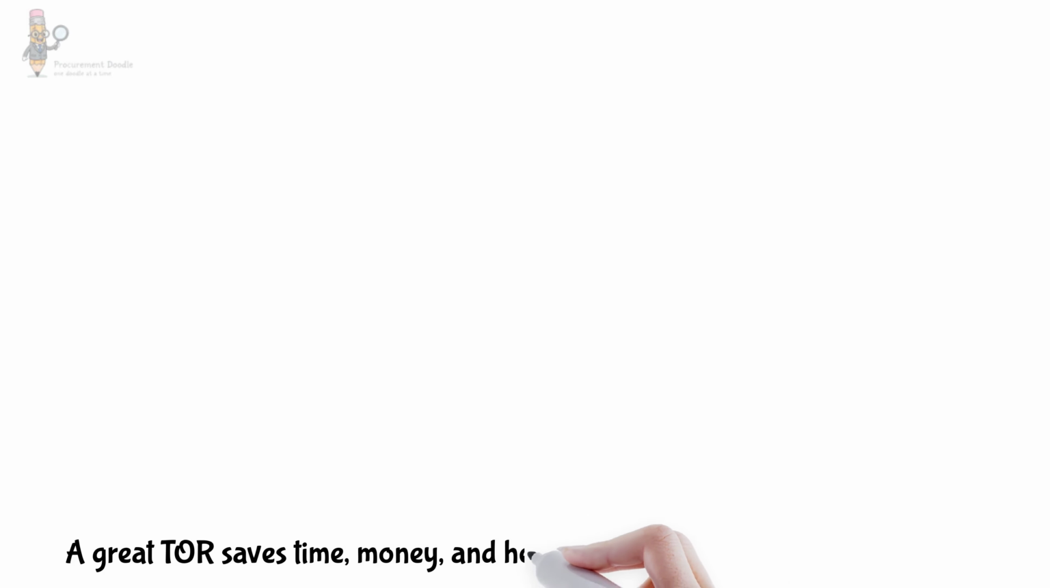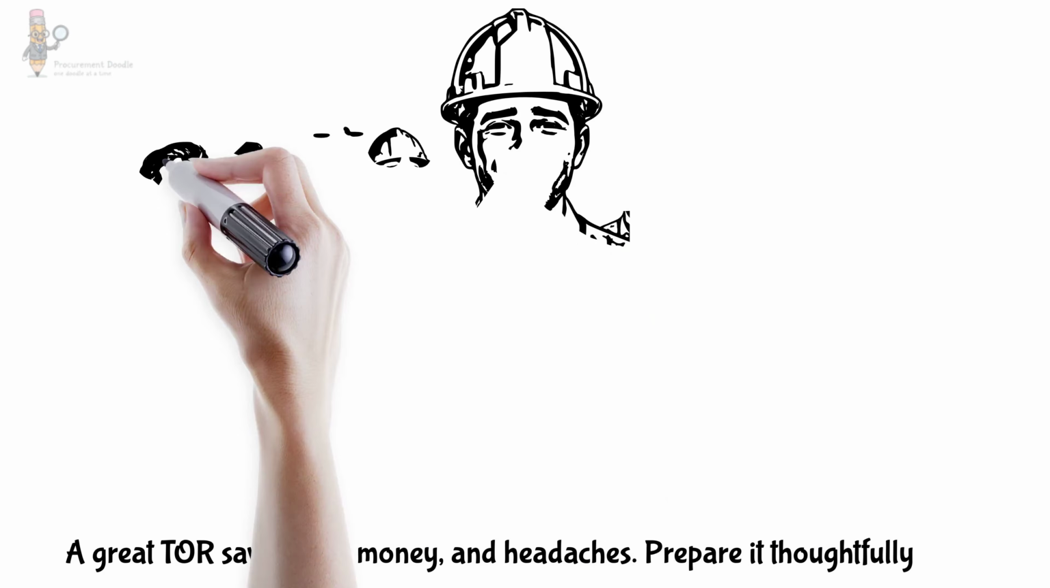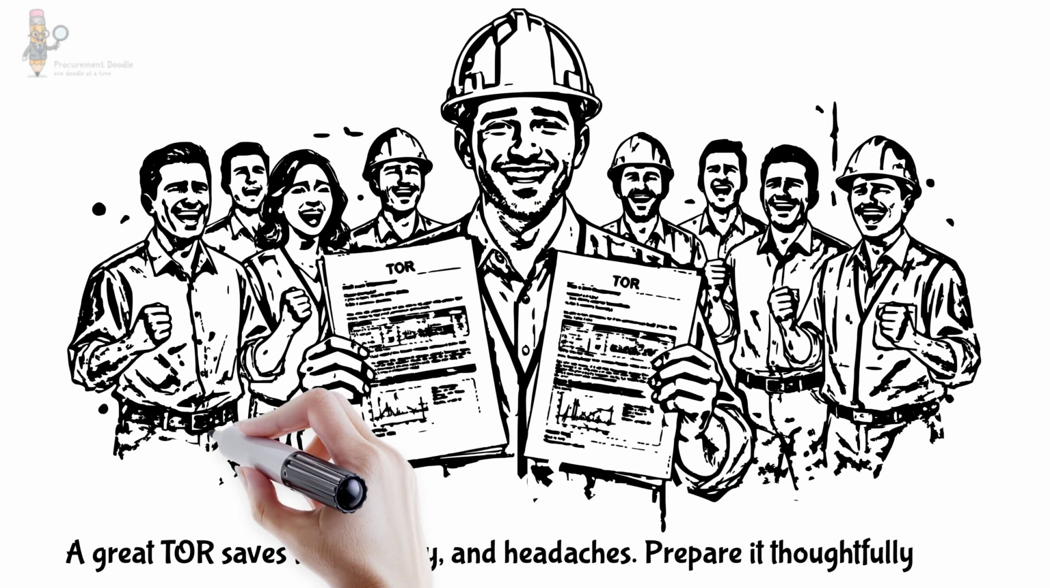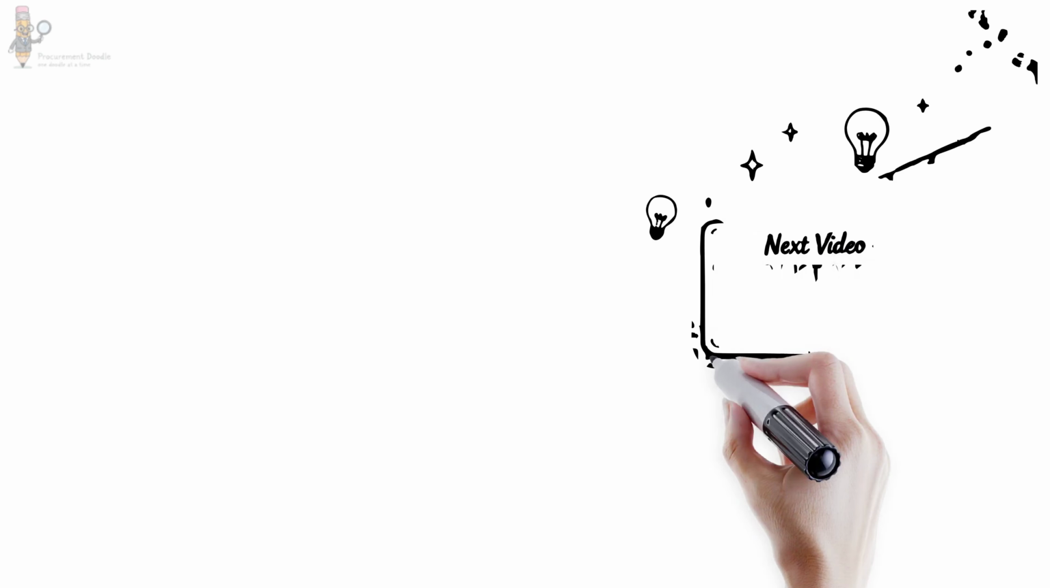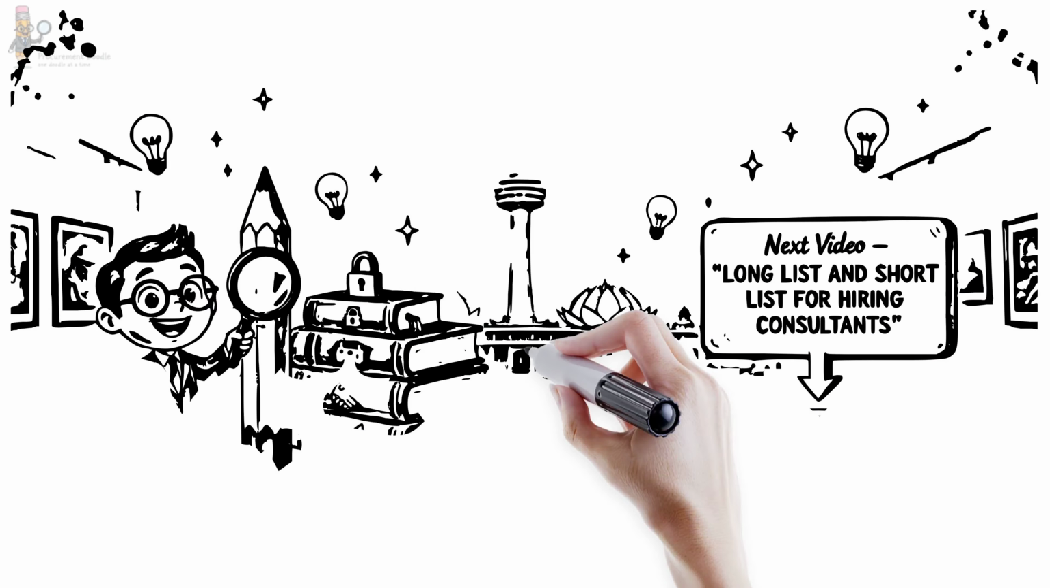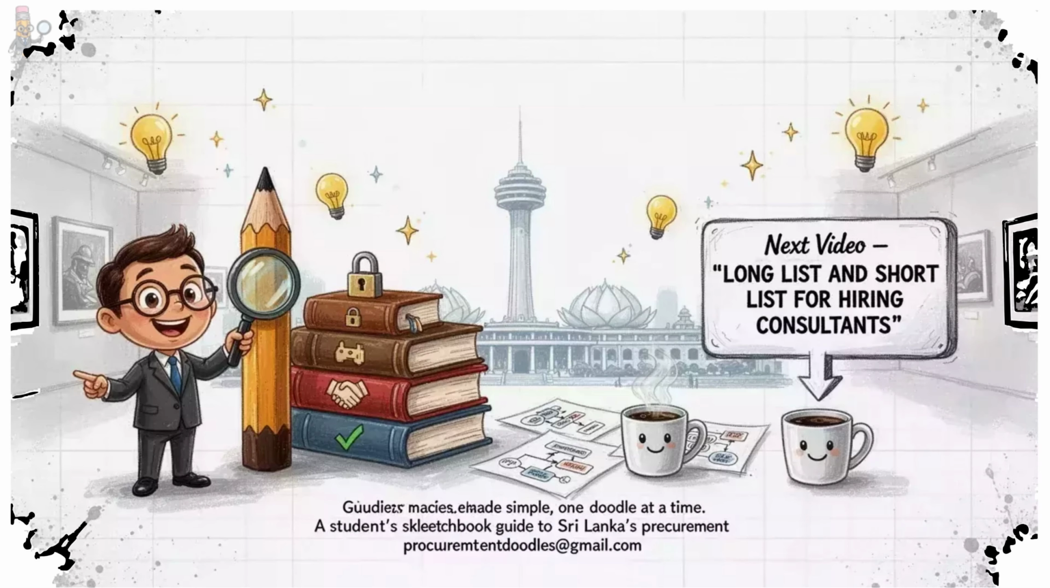Remember, a great TOR saves money, time, and headaches. A bad TOR guarantees confusion. Prepare it thoughtfully, keep it flexible where it counts, and always define who does what. Master these 7, and your TOR will set every assignment up for success. Now, what comes next? Once your TOR is solid, you need to find the right consultant. That means understanding the long list and short list process for hiring consultants. And that is exactly what our next video will cover.